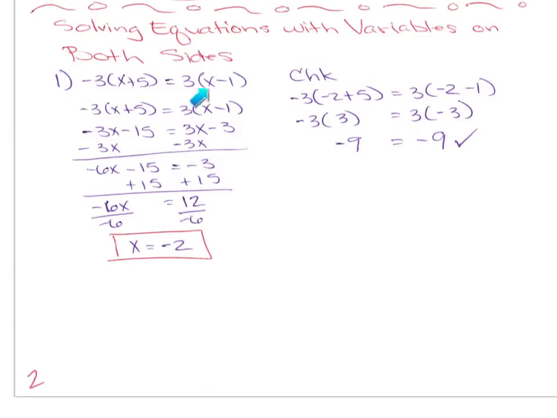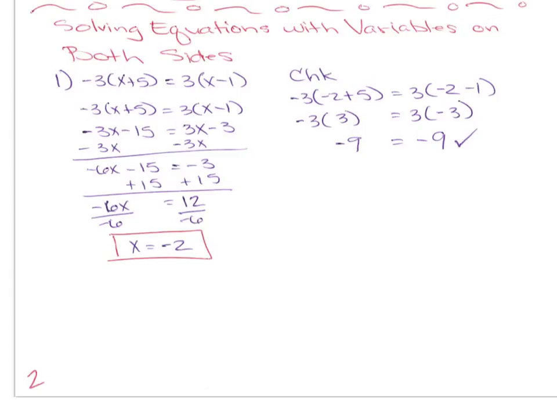So for problem 1, we have negative 3 times quantity x plus 5 is equal to 3 times quantity x minus 1. The first thing we're going to do is distribute that negative 3. Negative 3 times x gives you negative 3x. Negative 3 times positive 5 gives you negative 15. We'll do the same on the right side. 3 times x gives you 3x. 3 times negative 1 gives you negative 3.